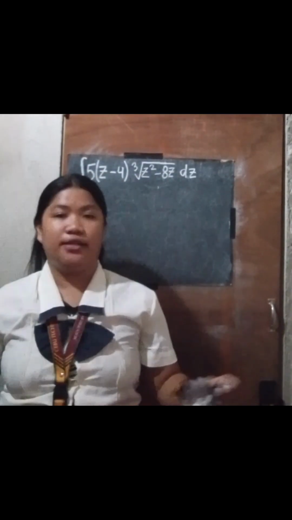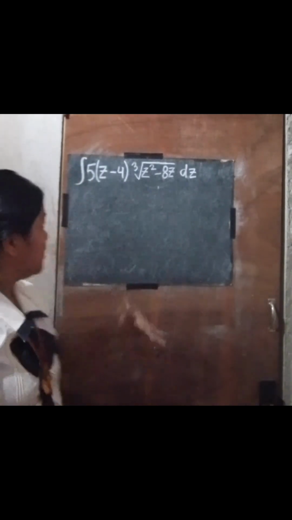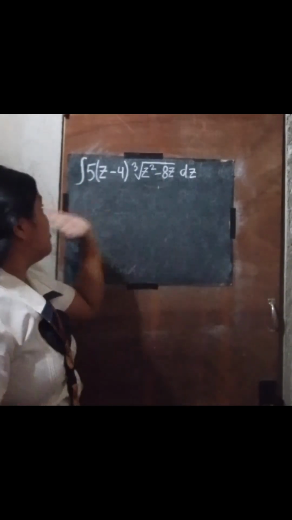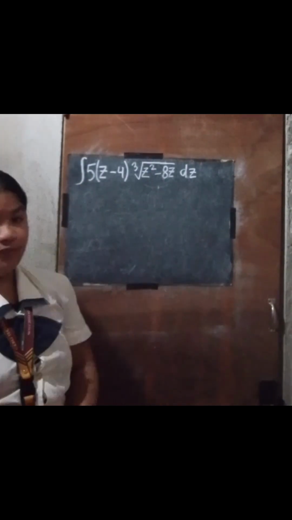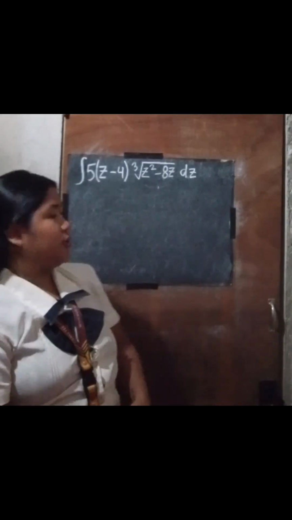So, now we're done with the integration, or the integral. So let's proceed to the u substitution. We have here three examples, or three problems, for the u substitution. The first one is the integral of 5 times the quantity z minus 4, times the cube root of z squared minus 8z.